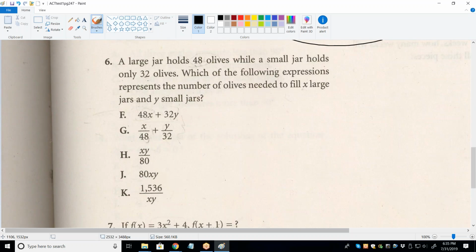All right, number 6. Are you getting close to your test date? When are you taking this test? Okay, so you still got a lot of time. Okay.